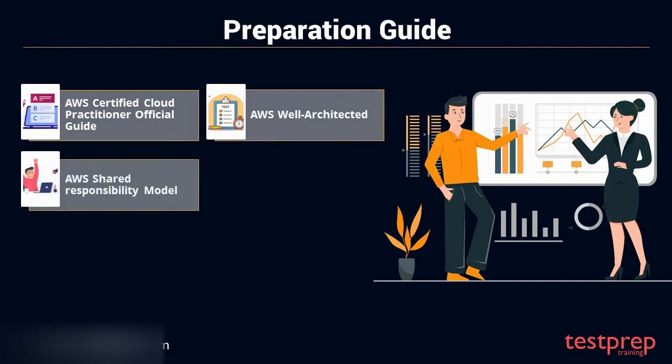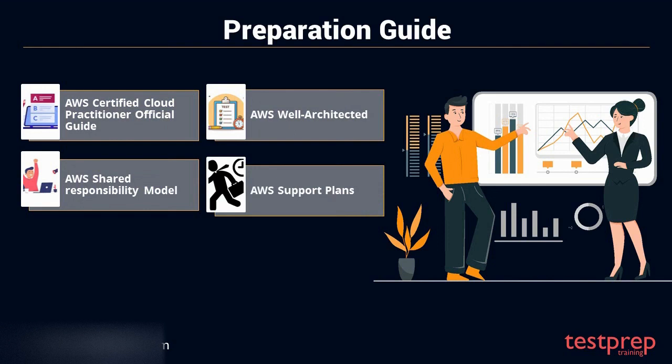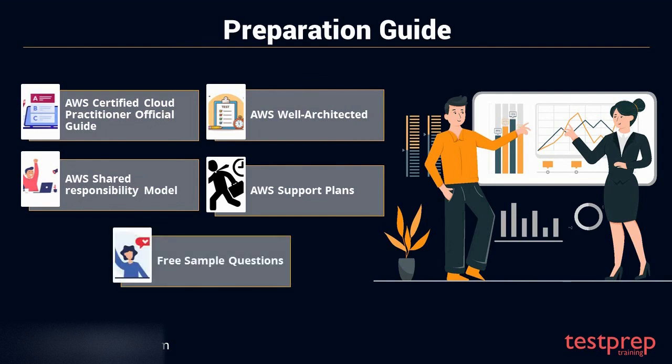3. AWS Shared Responsibility Model. This is mostly focused on the responsibilities that are shared by AWS and the customer. 4. AWS Support Plans. When you use AWS, you usually start with the free tier where you do not pay anything apart from the services that you have used. However, if you need some support from AWS, there are several plans like Developer, Business and Enterprise that offer various levels of support. 5. Free sample questions.